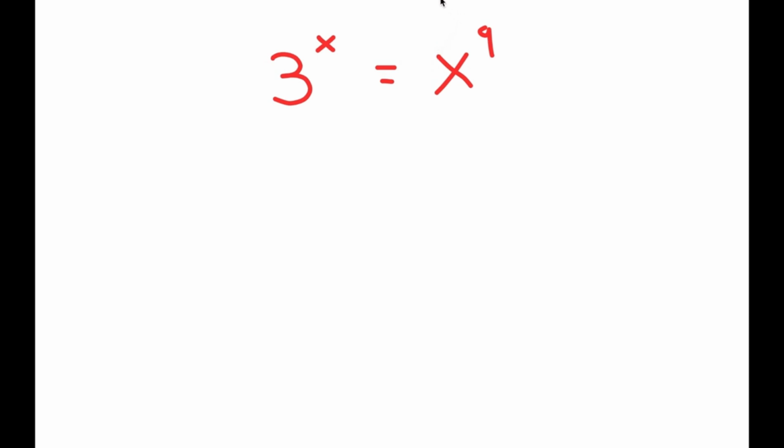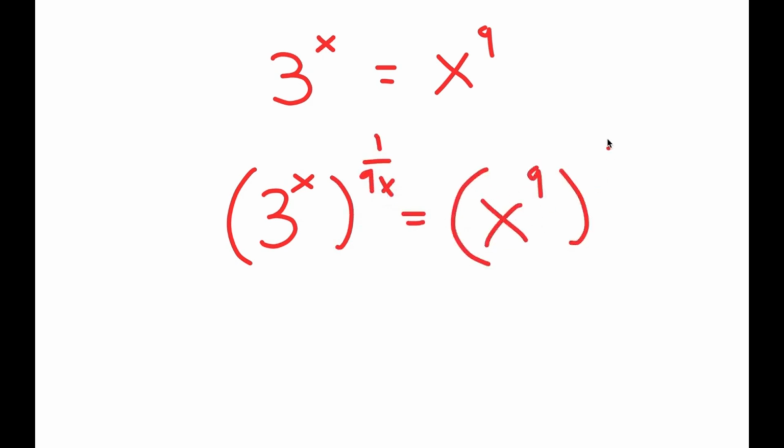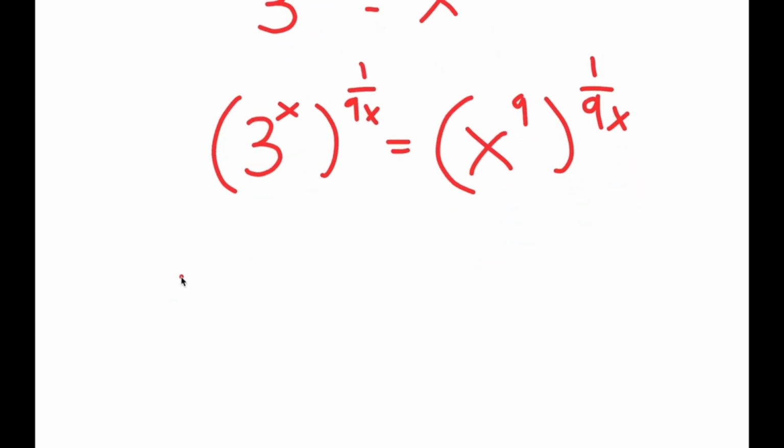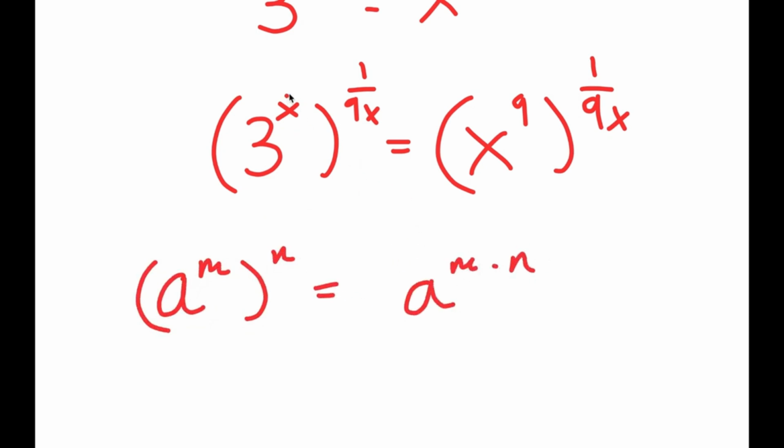So, to solve this, I'm going to first take the power of 1 over 9x on both sides. The reason I'm doing this is so I can get just the numbers on one side and the variables on the right side. So I'm going to use the property a to the power of m to the power of n is equal to a to the power of m times n, meaning these two multiply and these two multiply.